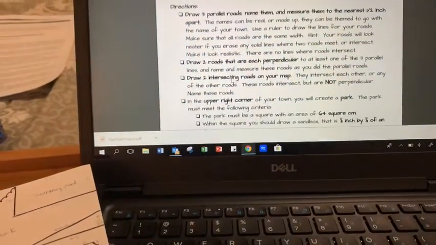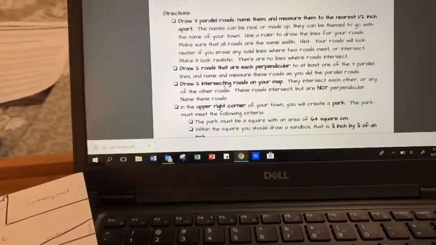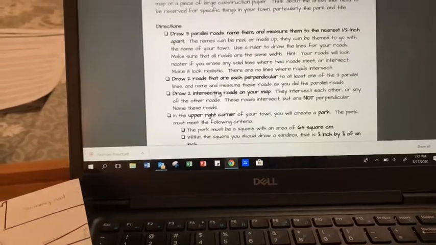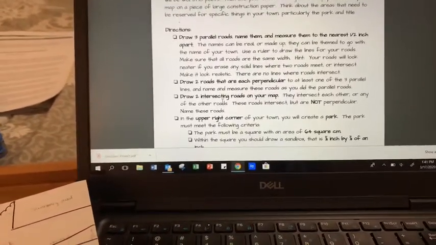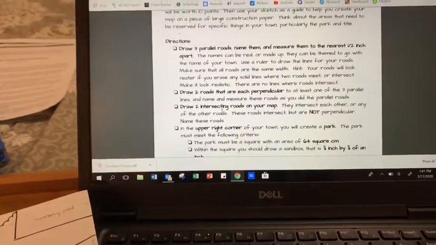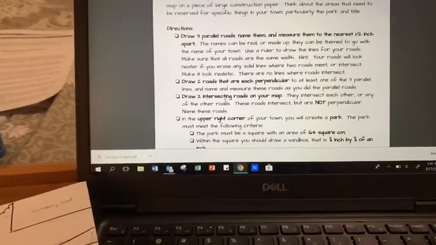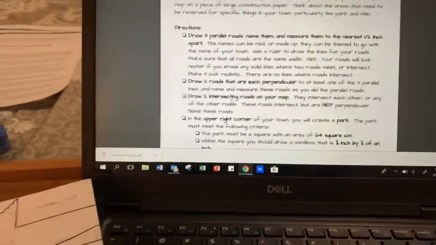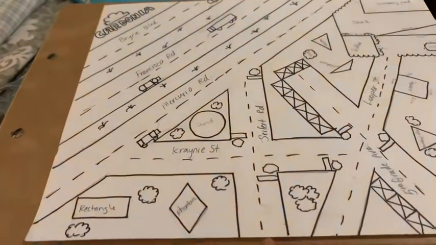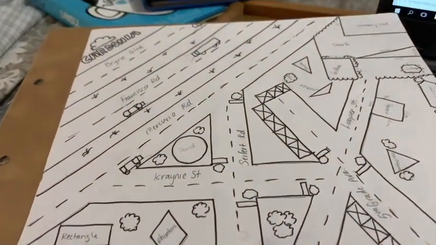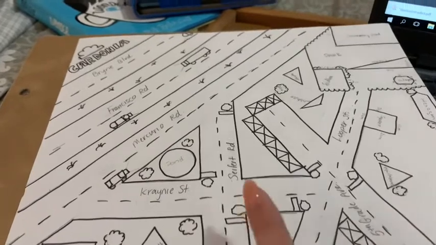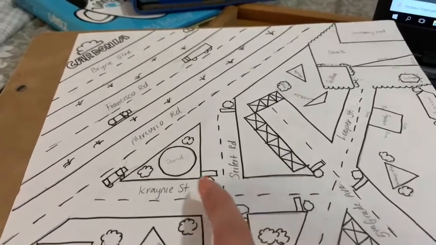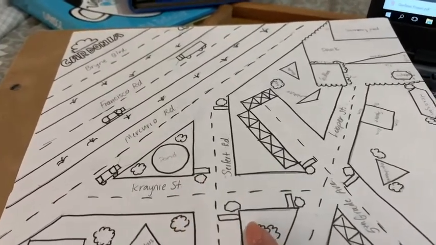Next, they will need to draw 2 roads that are each perpendicular. Perpendicular, I told students, is kind of that T shape, that lowercase t shape where the corners have 90 degrees in measurement. Here I have my perpendicular road. They will need to name those roads as well. As you can see, my 90-degree angles in each corner.